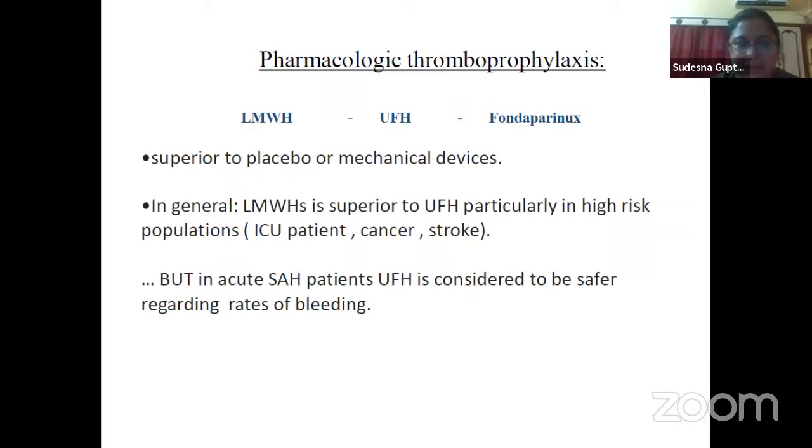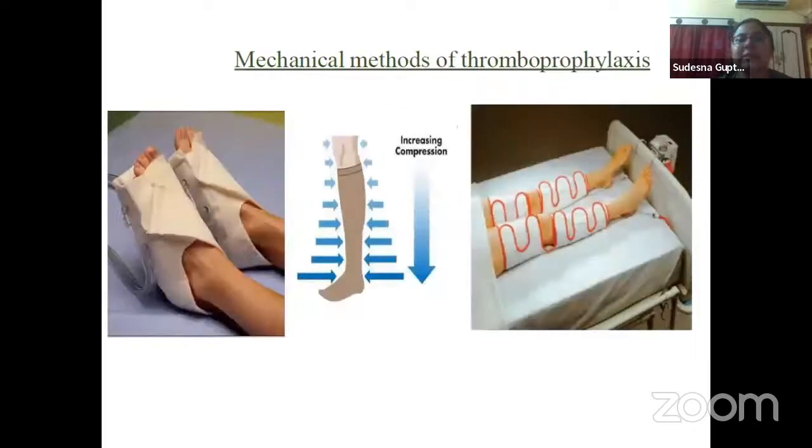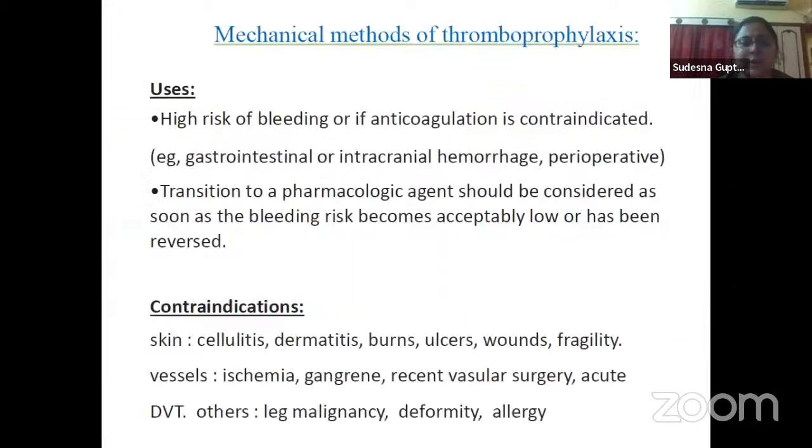Pharmacologic thromboprophylaxis depends on LMWH, UFH, and fondaparinux. These are obviously superior to placebo or mechanical devices. In general, LMWH is superior, but in acute neurological patients where there are chances of bleeding, or in GI bleeding, UFH is considered much safer because unfractionated heparin has a shorter half-life and I can adjust it according to my needs more easily.